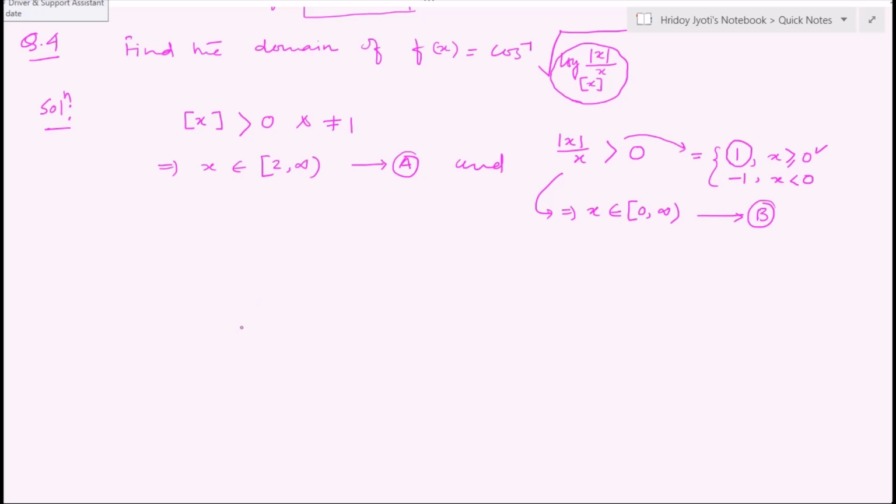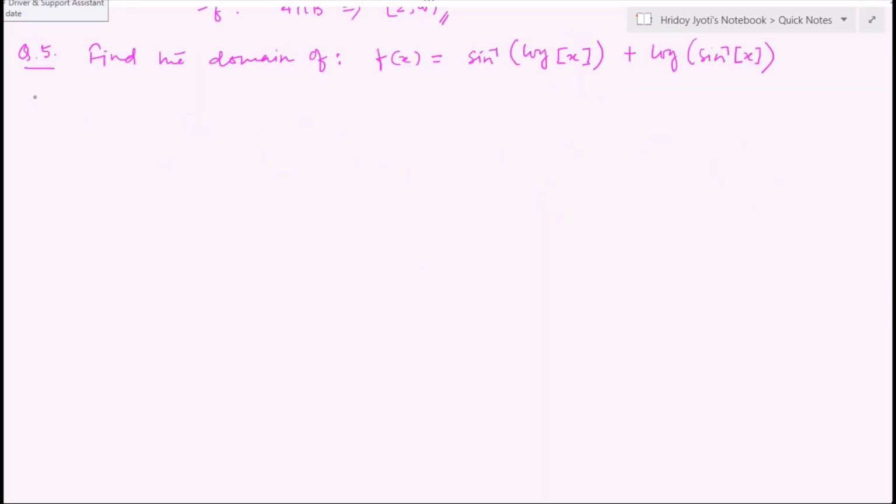Ultimately, the domain of this function will be the intersection of A and B. That implies we'll be getting 2 to infinity, yes, 2 to infinity. Cos inverse of this, square root of the logarithmic function. So that's the answer to this question.